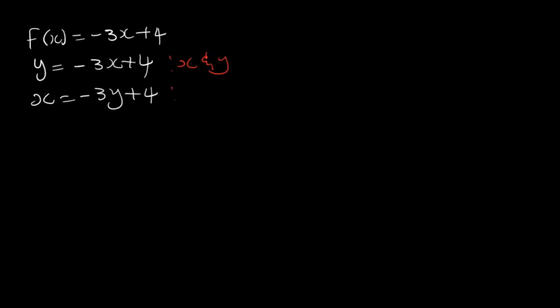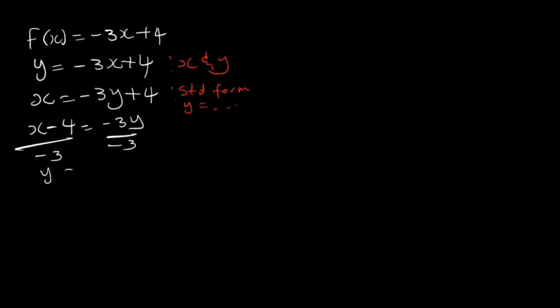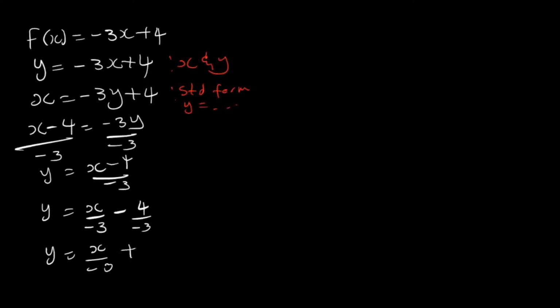And then I'm going to write it in standard form, y is equal to. So you're going to say x minus 4 is equal to minus 3y, then divide by minus 3, then you have y is equal to x minus 4 over minus 3, which is y is equal to x over minus 3 minus 4 over minus 3. Therefore y is equal to x over minus 3 plus 4 over 3. So this will be your inverse.